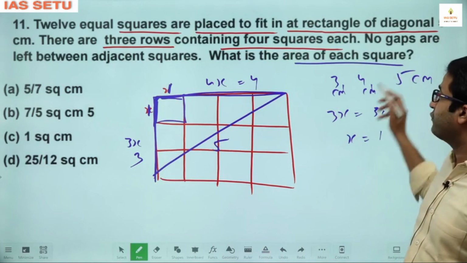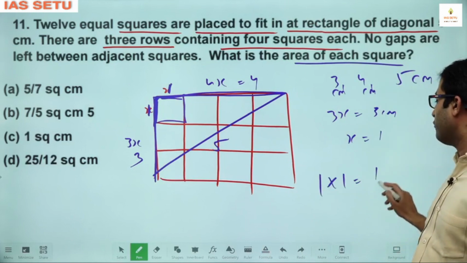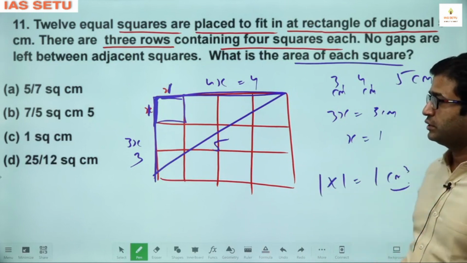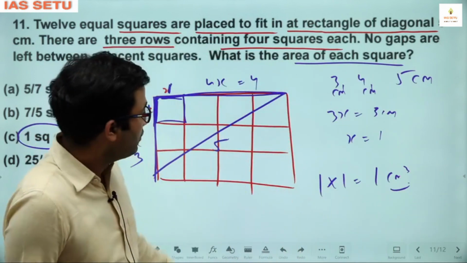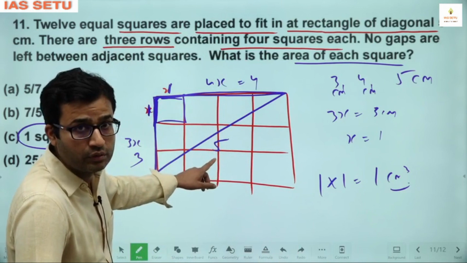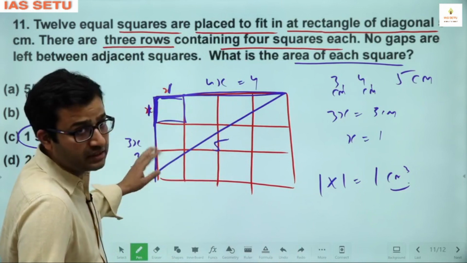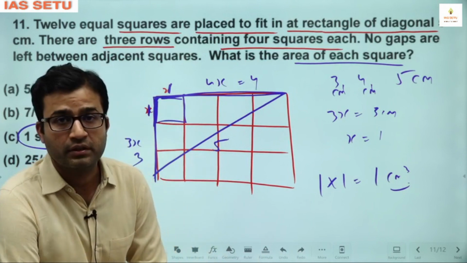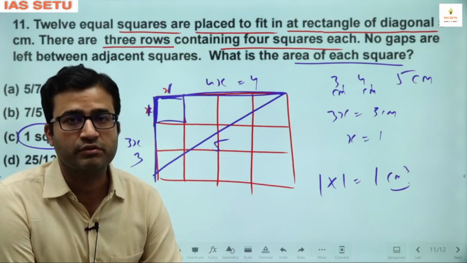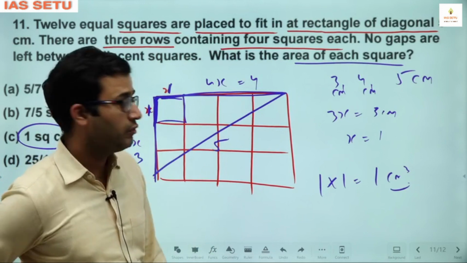So what is the area of each square? 1 into 1, 1 centimeter square. So the answer is 1 square centimeter. This 5 helps you know that 3x is 3 centimeter and 4x is 4 centimeter. So the side of the square is 1 centimeter, and 1 into 1 is 1 centimeter square.